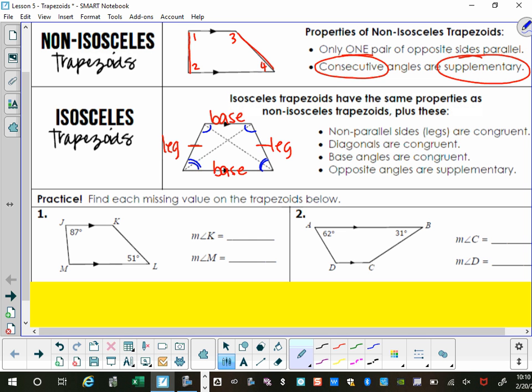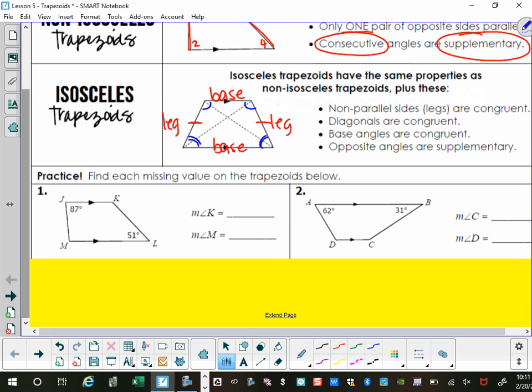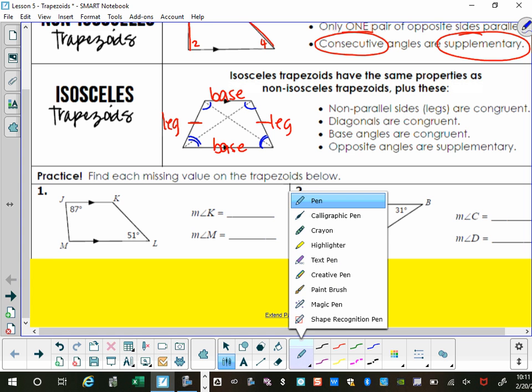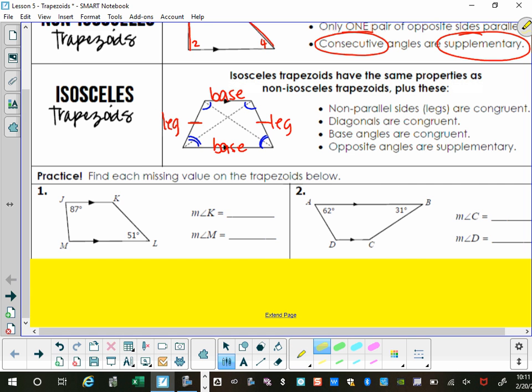All right, so number 1. It says find each missing value of the trapezoids below. I want to focus on the fact that 1 is the non-isosceles. Okay, it's a little wacky. Same side angles are equal to 180. So we're looking at the same side. How can I figure out what angle M is going to be? 180 minus 87. Good. What does that give us? 93. All right, so angle M is 93 degrees.